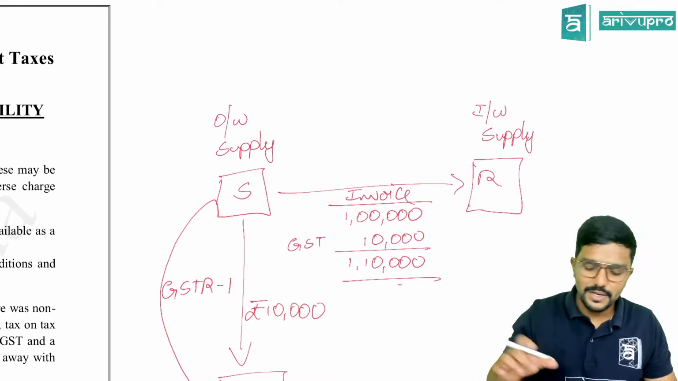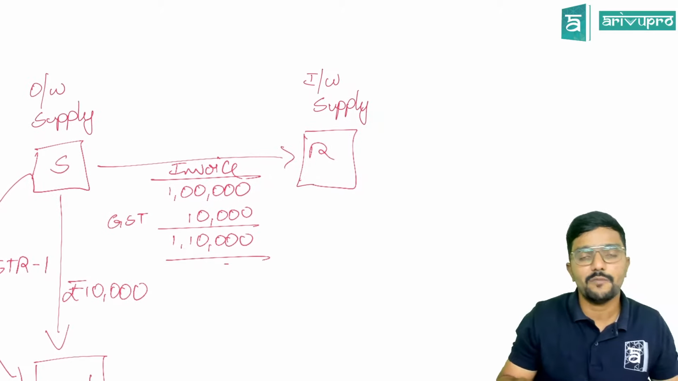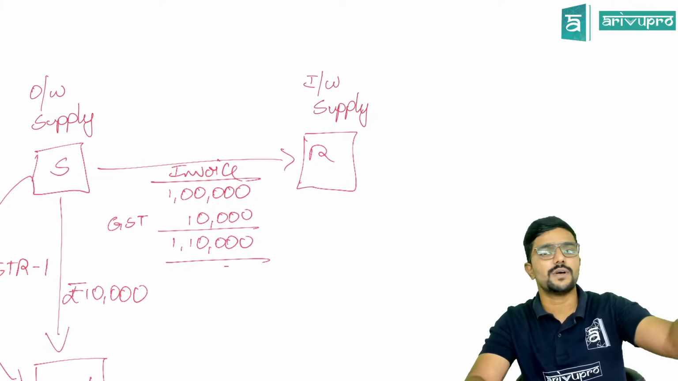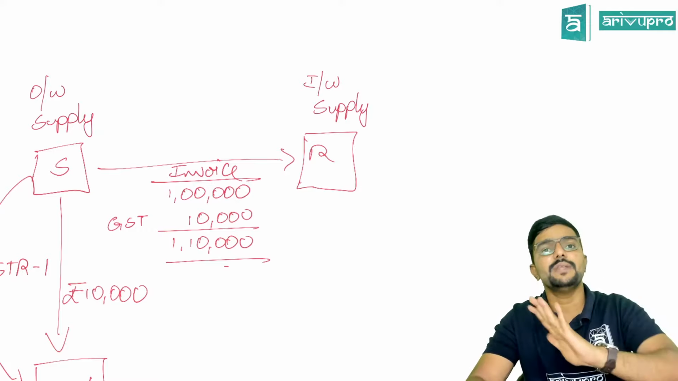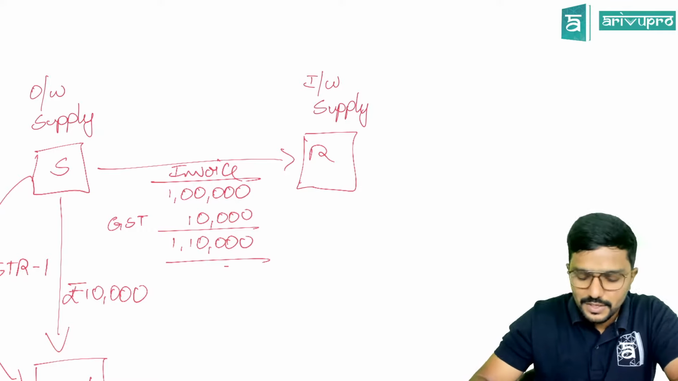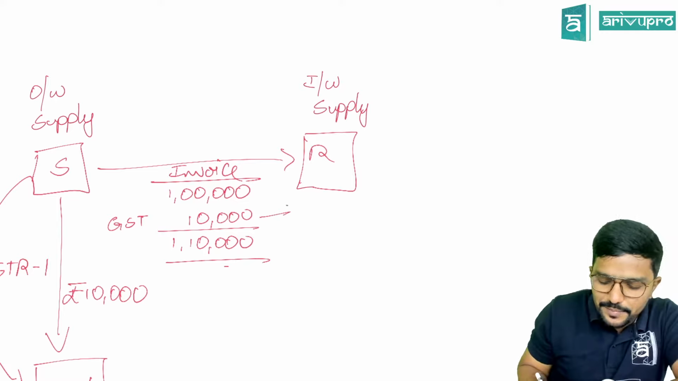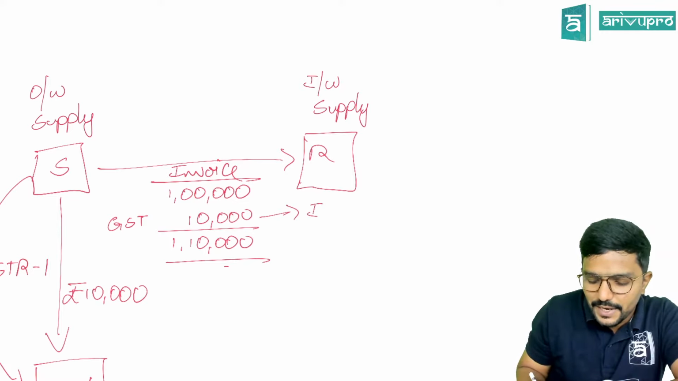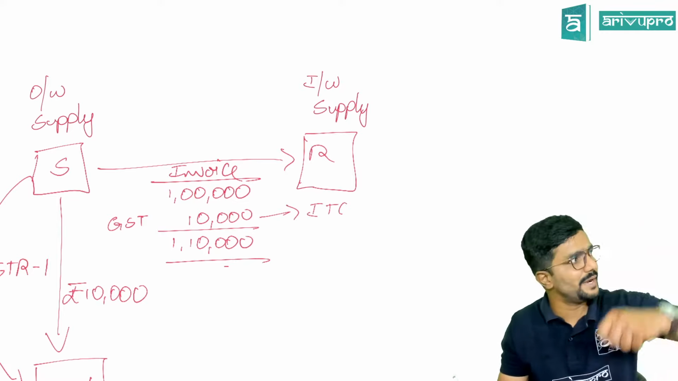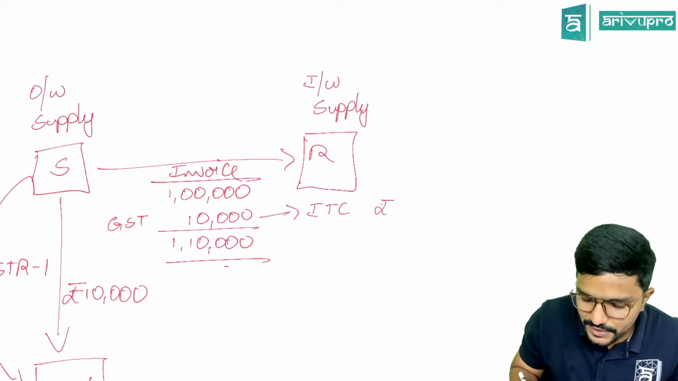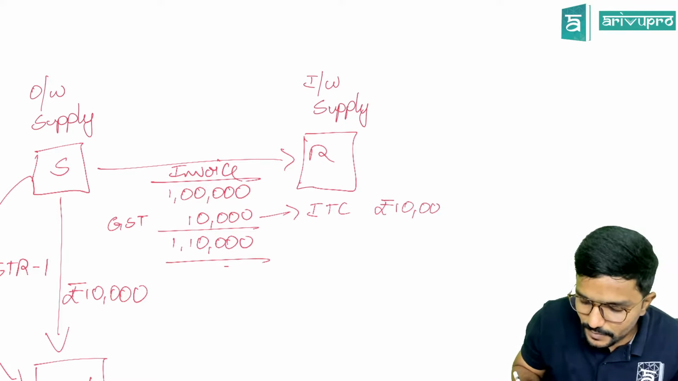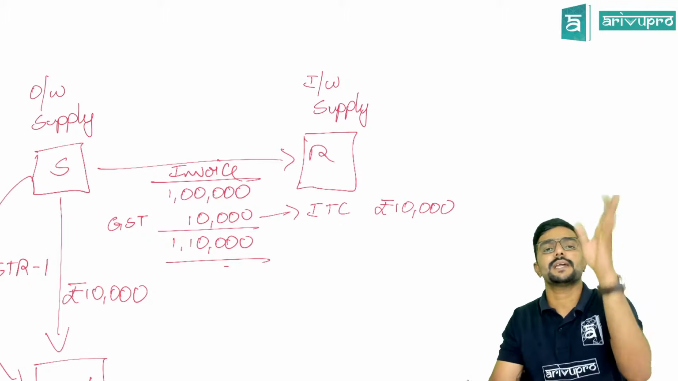Now coming to the recipient. Whenever we are learning input tax credit, it is always from the recipient's point of view, because the recipient is the one who will claim input tax credit. For the recipient, whatever tax he has paid on his purchases, we call it input tax, which is 10,000. Now the question is, can he claim the credit of it?